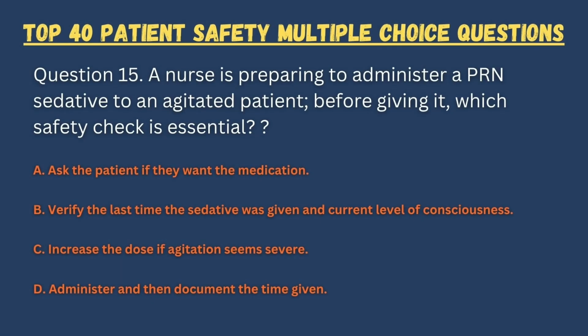Question 15. A nurse is preparing to administer a PRN sedative to an agitated patient. Before giving it, which safety check is essential? A. Ask the patient if they want the medication. B. Verify the last time the sedative was given and current level of consciousness. C. Increase the dose if agitation seems severe. D. Administer and then document the time given.